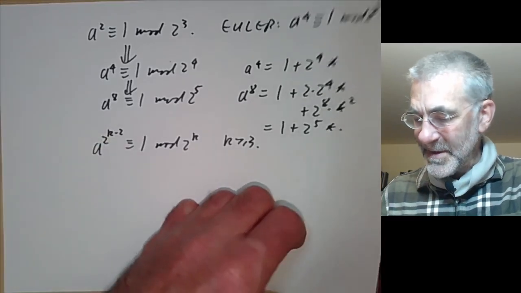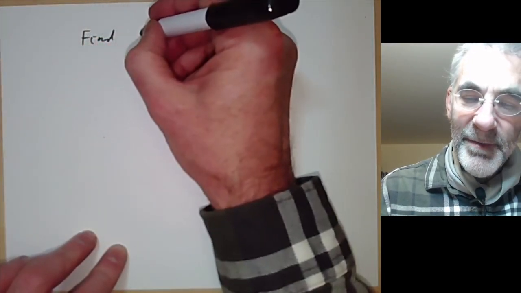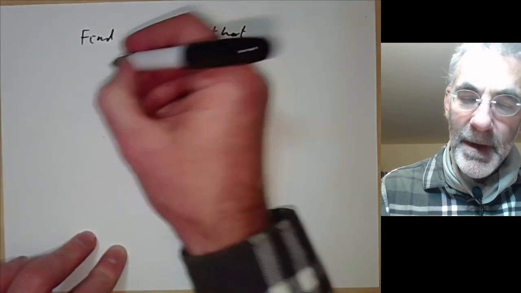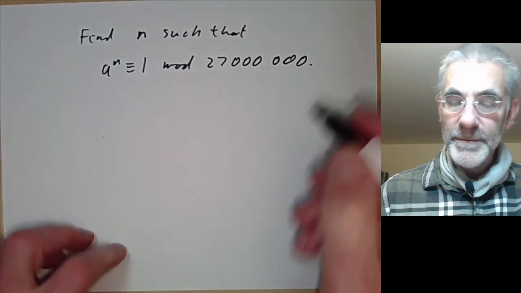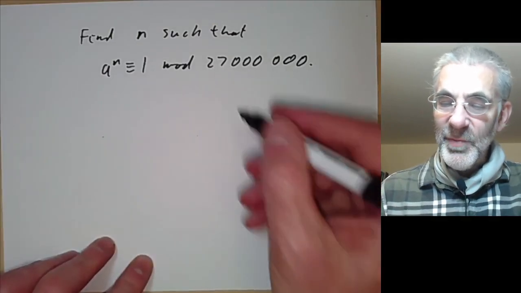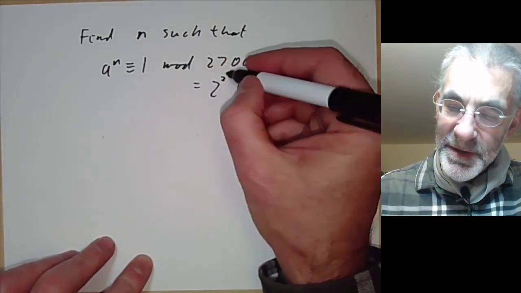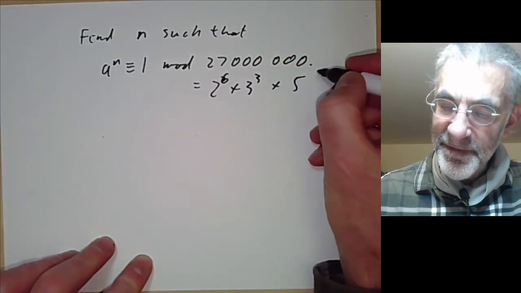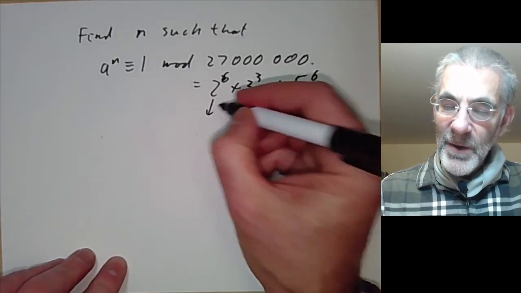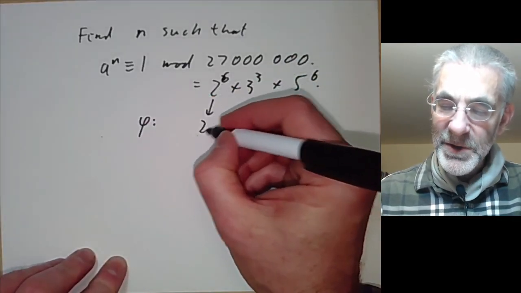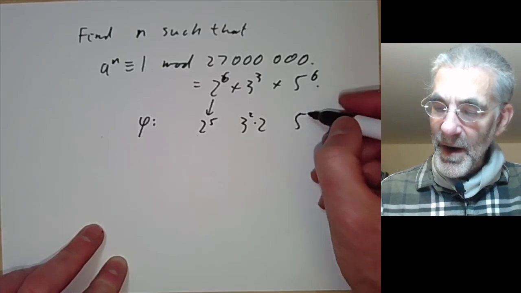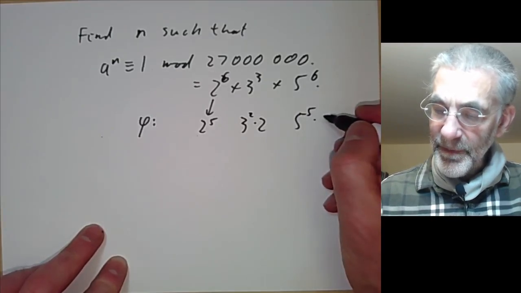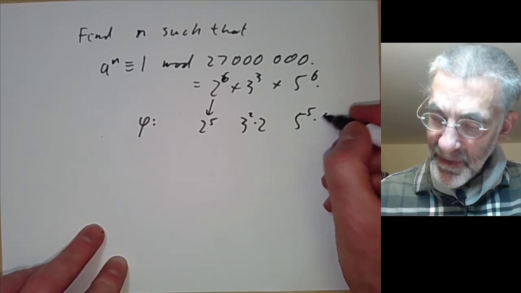So let's see an example of this. Let's find a number n such that a to the n is congruent to 1 modulo, say, 27 million. And we first factor this into primes. So this is equal to 2 to the 6 times 3 cubed times 5 to the 6. And now we work out phi of all these numbers. So phi, we get 2 to the 5 here. And here we get 3 squared times 2. And here we get 5 to the 5 times 4.